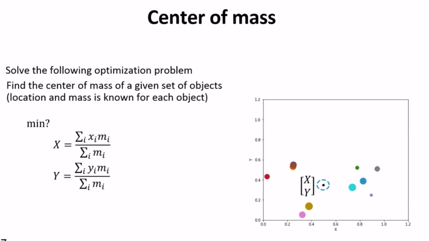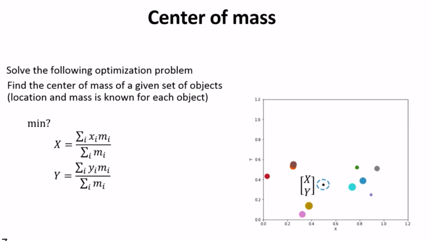Based on the formula, we know that the x of the center of mass is calculated using this formula: x_i multiplied by the mass of object i, summed over i, divided by the summation of all masses. The same formula applies for the y coordinate.